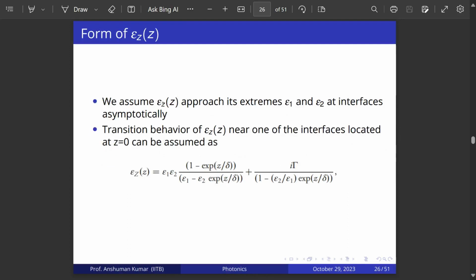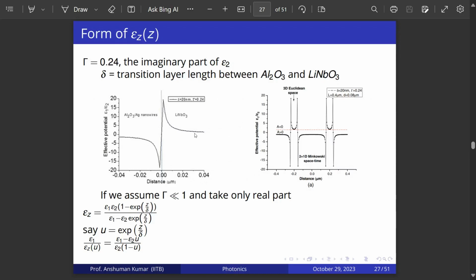Since the potential contains epsilon z, we need to find the form of epsilon z so that we can find the form of the potential. Near one of the interfaces we express it as this. We say that z equal to 0 is an interface, and there are no other interfaces right now, only one interface, and epsilon z can be given as this term. We assume such a form because in the bulk of the HMM, hyperbolic metamaterial, which is alumina, it remains as epsilon 2, and in lithium niobate dielectric, it remains as constant epsilon 1. So we assume that it approaches both these values asymptotically. That's why we took a form which makes the effective potential like this.